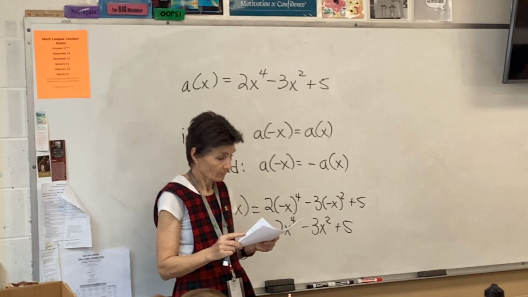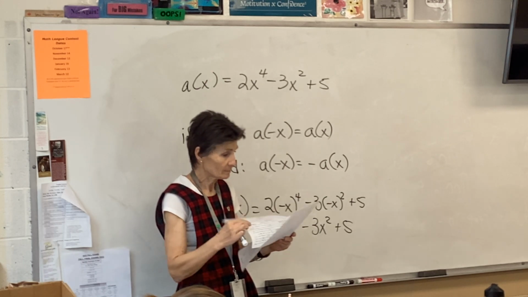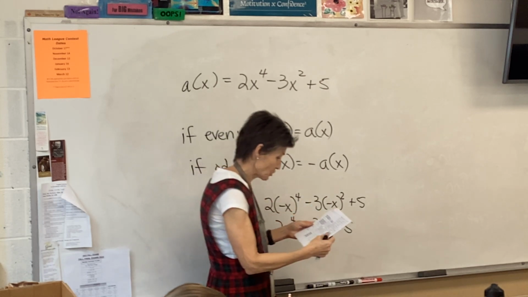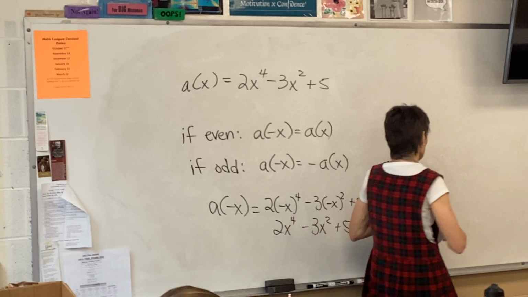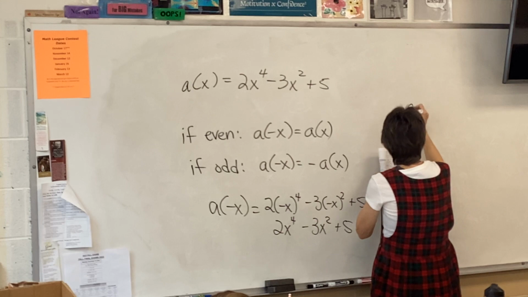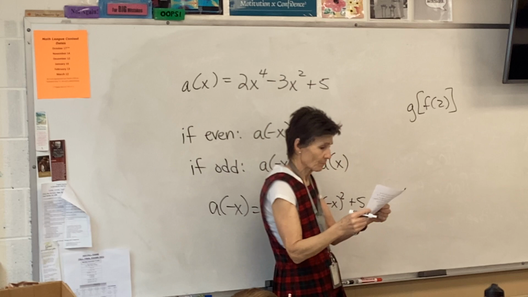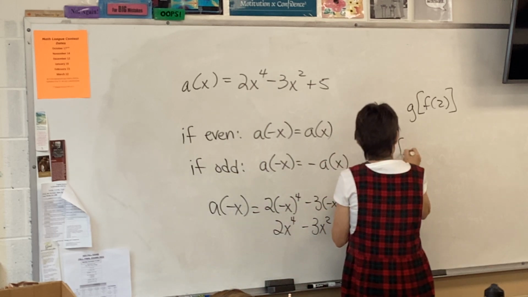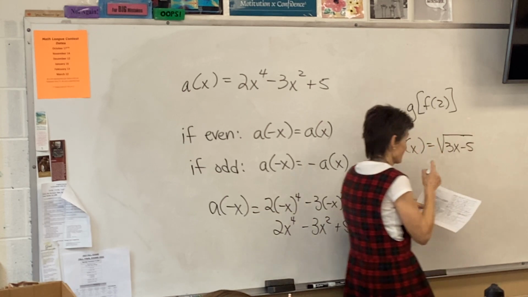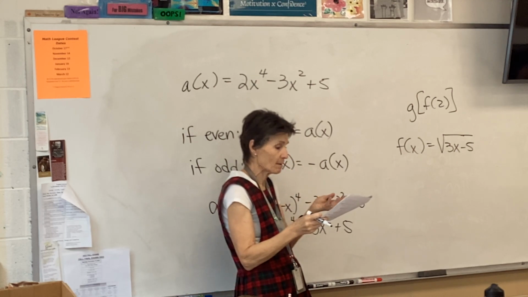Section 2.7 review, question 2. All right, 2.7, question 2 says find the composition G of f of 2. So f is the function this. And then G, I don't have a definition for, but I have a table for it.